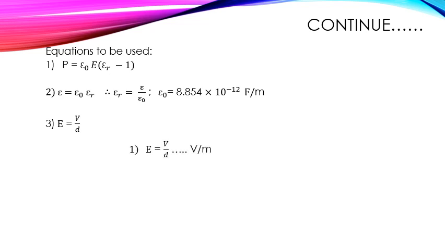So just by writing the equation and putting the values, we can get the answer. So here, putting the value of voltage and distance between the two parallel plates, the answer of electric field strength is 6666.667 volts per meter.